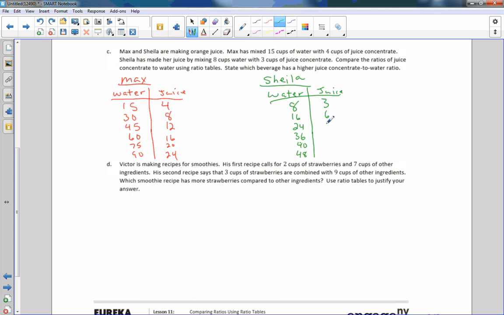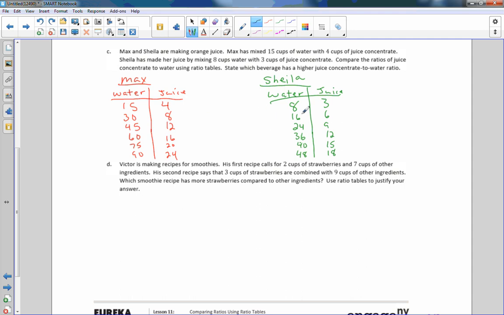I'm going to keep multiplying 3. 3 times 2 is 6. 3 times 3 is 9. 3 times 4 is 12. 3 times 5 is 15. And 3 times 6 is 18. Once I've done that, I'm looking for numbers that are the same. 15, no. 30, no. 45, no. 60, no. And I don't need to go any further because I went up to 48.